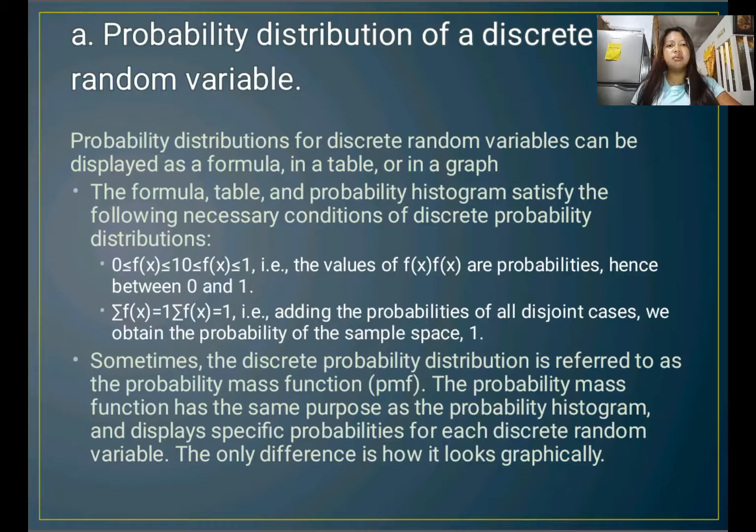Sometimes the discrete probability distribution is referred to as the probability mass function, or the PMF. The probability mass function has the same purpose as the probability histogram and displays specific probabilities for each discrete random variable. The only difference is how it looks graphically.